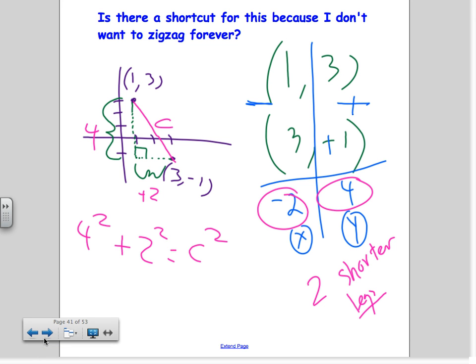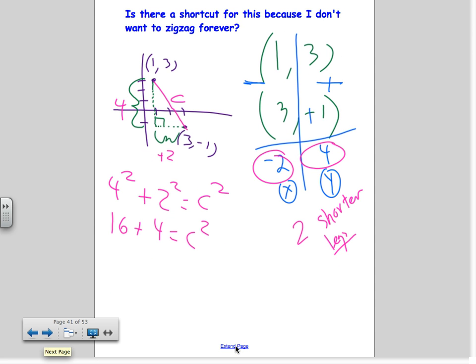And let's solve for this. What is 4 squared? 16. What is 2 squared? 4. And that's what we have so far. 16 plus 4? 20. How do we get rid of the square? Square root. Square root it, right. So we square root both sides.